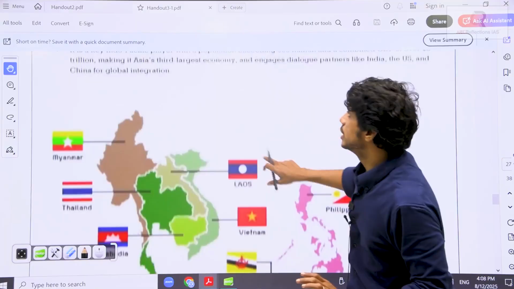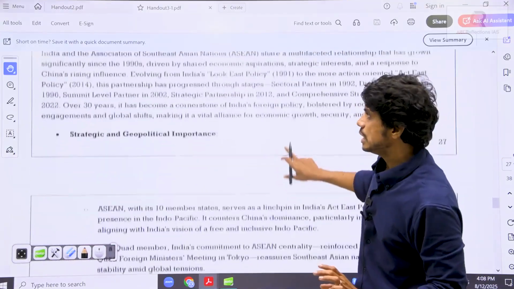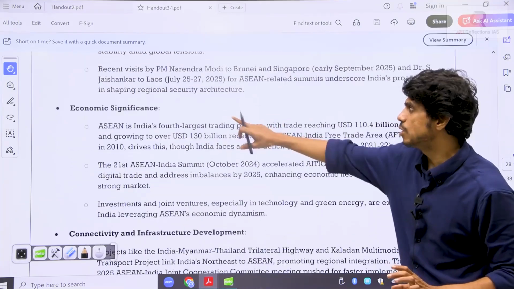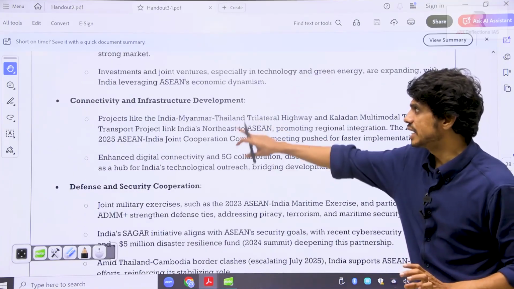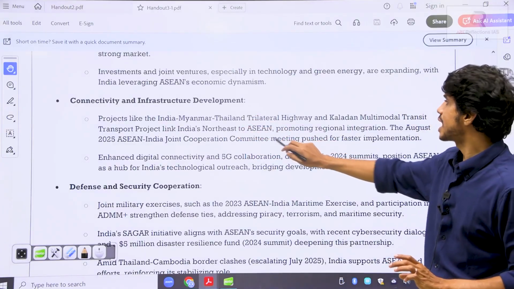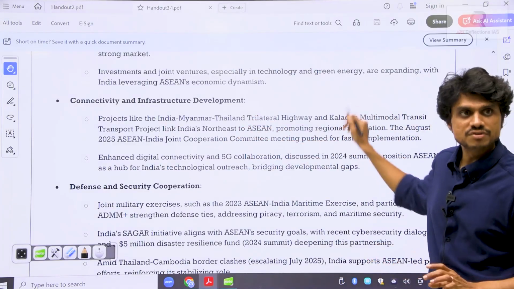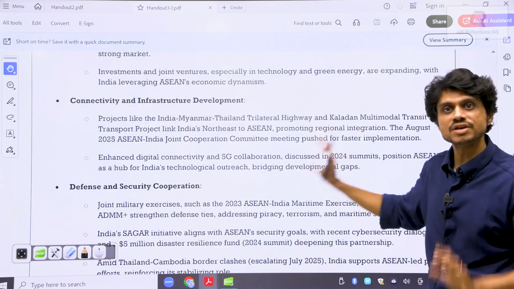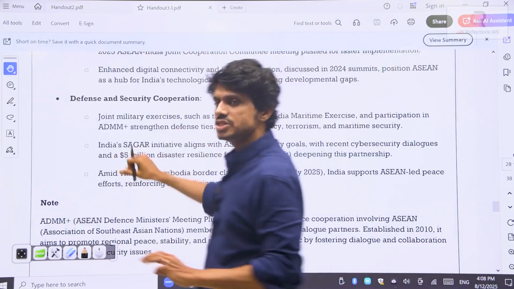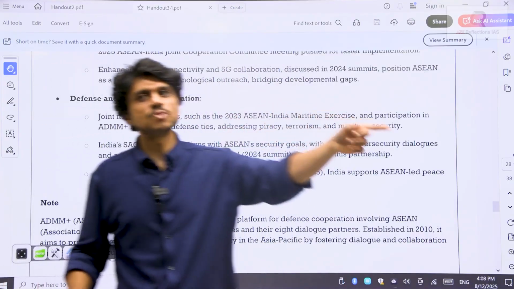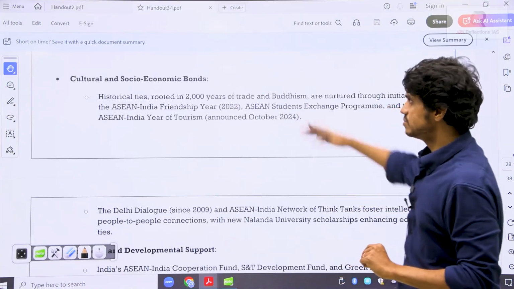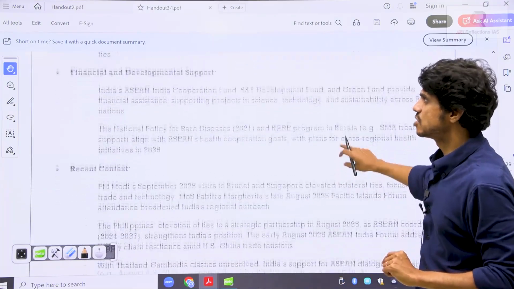Okay, so see here, the significance of ASEAN: strategic, Quad partner, economic significance, which I have discussed, and connectivity, which is what I said, the India-Myanmar-Thailand highway and also the Kaladan Multimodal Project. We have discussed it previously. I want you to revise what the Kaladan multimodal project is. For defense purposes, we have also initiated selling our defense products and defense cooperation. And then people-to-people contact, cultural contacts and all.